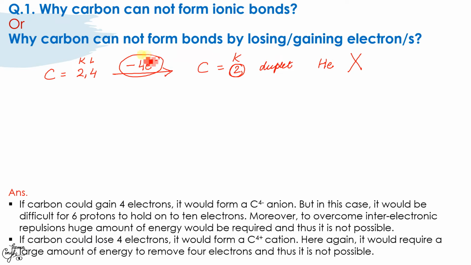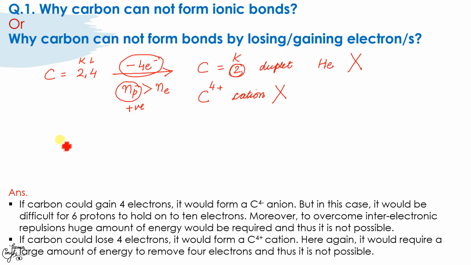Well, if carbon loses 4 electrons, can I say the number of protons will now be greater than the number of electrons? And how many electrons has it lost? 4. So protons carry positive charge. So we'll have carbon which bears a 4 positive charge. Now it is a cation. A positively charged ion is called a cation. Well, this is not feasible.